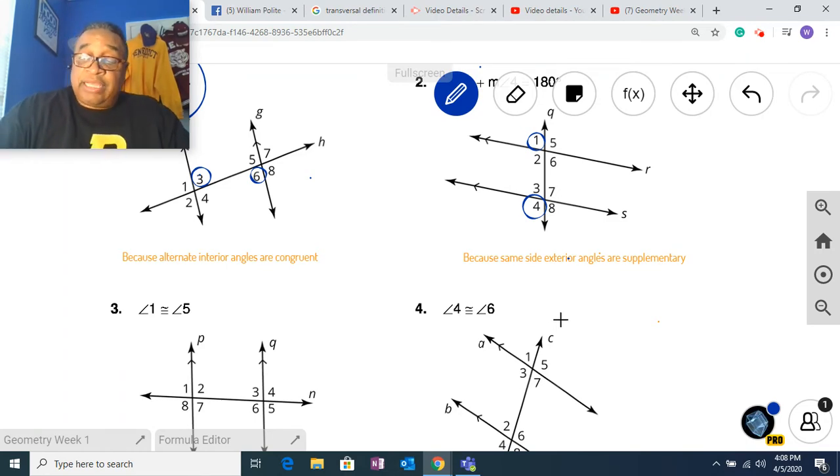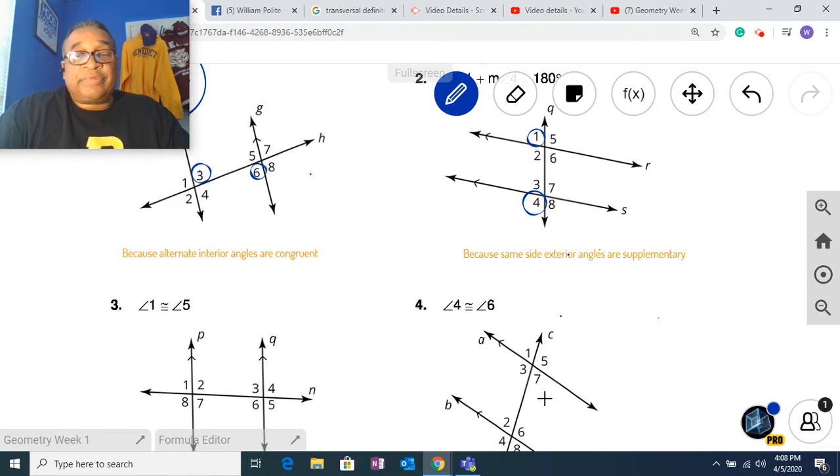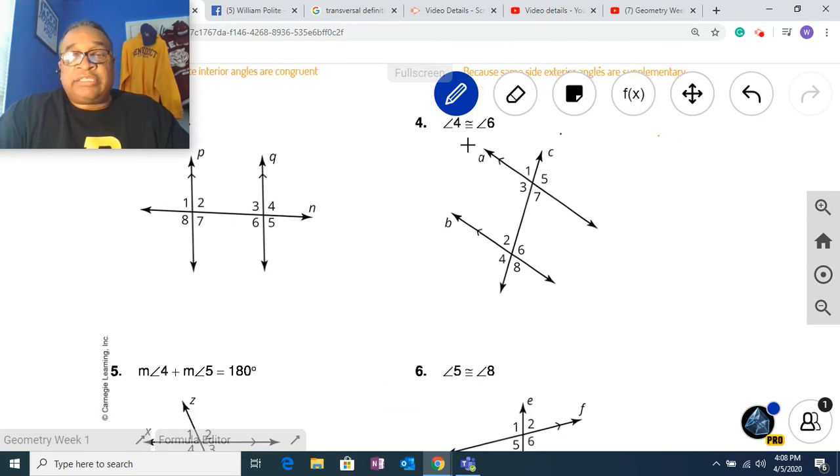Okay, and then you guys look at number 3. Why are 1 and 5 congruent? Okay, what's the relationship? They're alternate exterior angles. They're on different sides of the transversal, and they're outside of the parallel lines. What about angle 4? Why is it congruent to angle 6? What is their relationship? Kind of looks like vertical angles there, maybe.